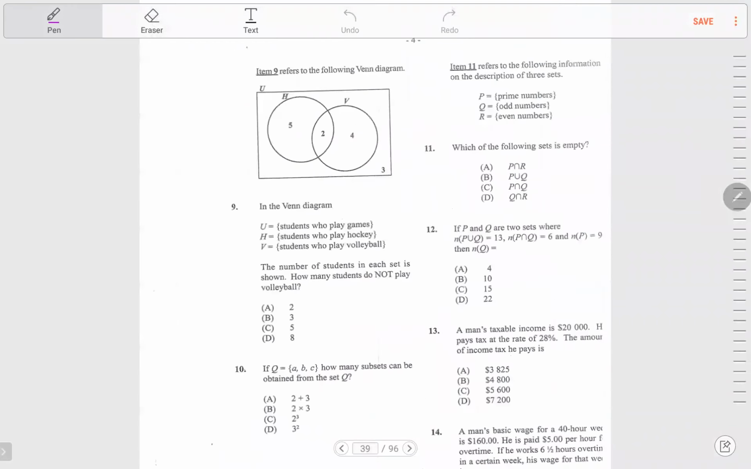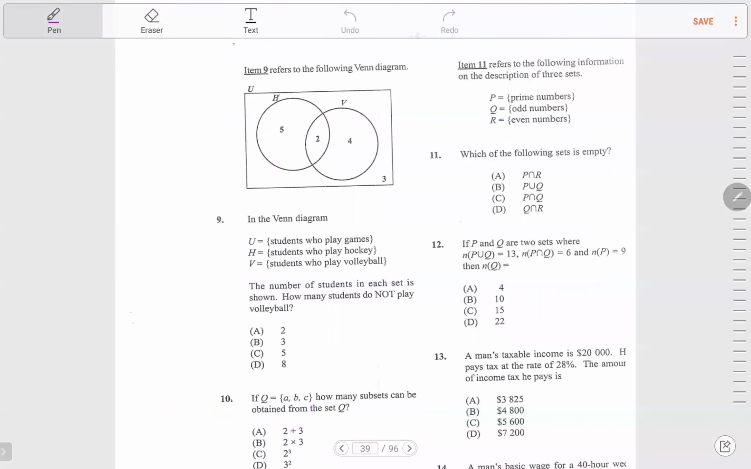The next question, number 9, gives us this Venn diagram, and it says U are the students who play games. H are those who play hockey. V are those playing volleyball. The number of students in each set is shown, right? So 5 play hockey only, and 2 play volleyball and hockey. 4 play volleyball only, and there are 3 out here who play none. They play neither hockey nor volleyball, right?